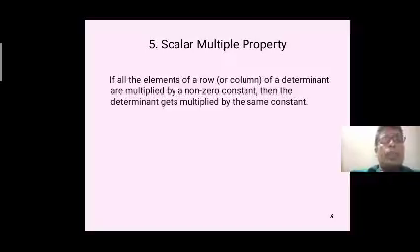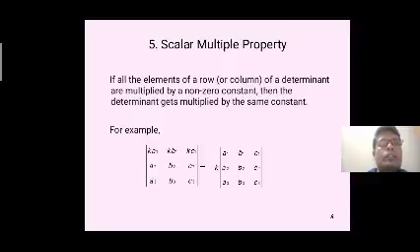Number 5, scalar multiple property. If all the elements of a row or column of a determinant are multiplied by a non-zero constant, then the determinant gets multiplied by the same constant. For example, we write Ka1, Kb1, Kc1, A2, B2, C2, A3, B3, C3 equal to K outside, into A1, B1, C1, A2, B2, C2, A3, B3, C3.